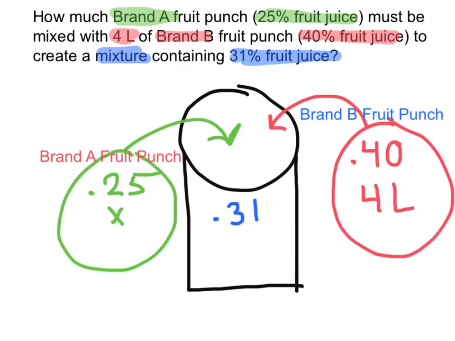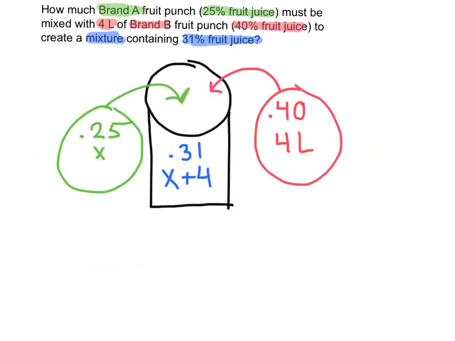Now with that information, we can go back to our mixture, and we see that the total amount of mixture that we have is going to be equal to the amount of brand A plus brand B, so X plus 4. By looking at this picture, I can tell by adding brand A fruit punch plus brand B fruit punch, that's going to get us the mixture. And we can wrap this whole picture into an algebraic equation.